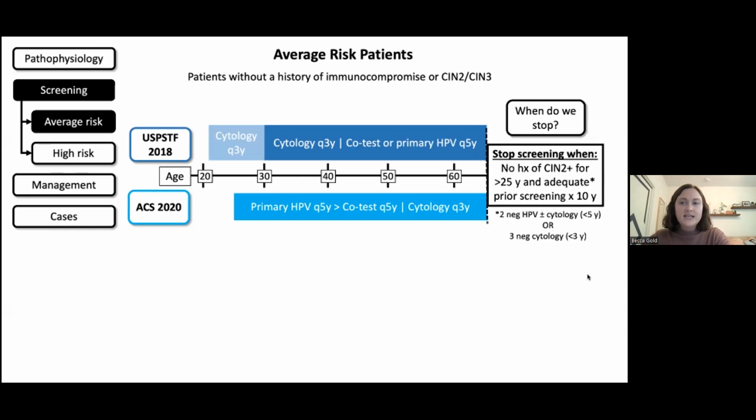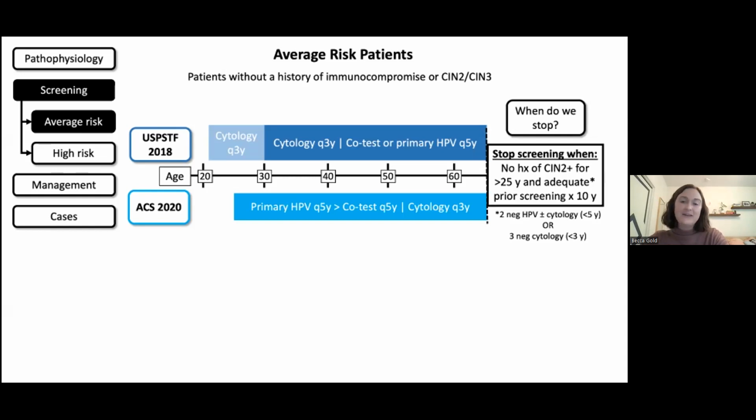So both groups say that you should stop screening at the age of 65 in a patient who's at average risk and does not have a history of CIN2+ for the last 25 years, and they've had adequate prior screening in the last 10 years. What does adequate mean? And I will warn you, this is often hard to find in EPIC or in CPRS when you're doing your chart review.